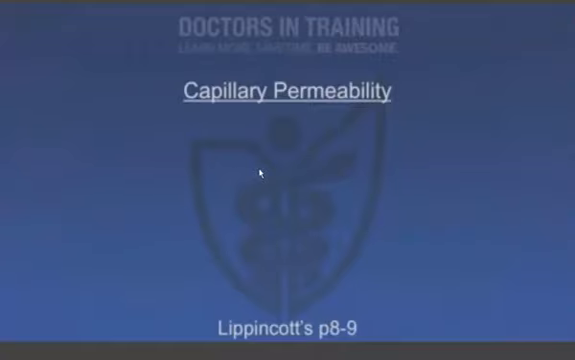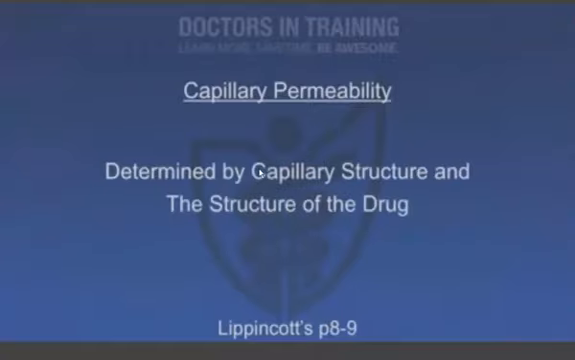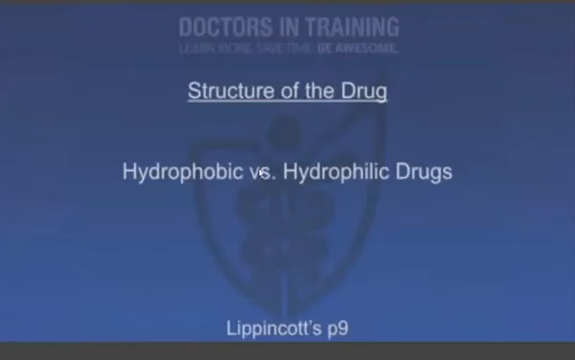drug. Capillary permeability is important, and this is determined by two things: the capillary structure and the structure of the drug. So talking about the drug first, we kind of mentioned whether or not the drug is hydrophobic or hydrophilic. Again, those hydrophobic drugs are going to pass very quickly through the cell membrane.